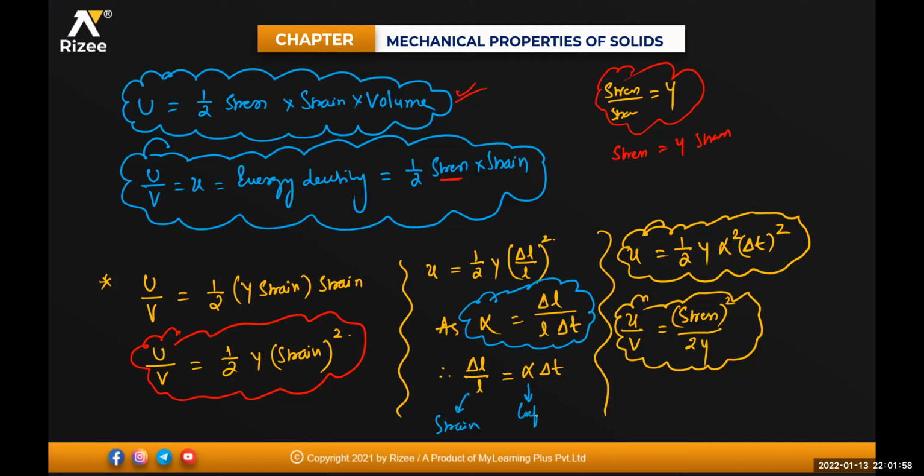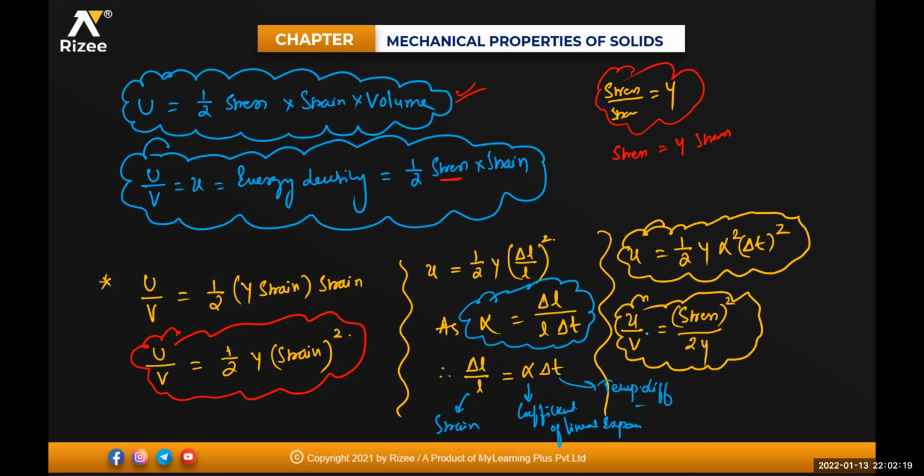Alpha is known as what? Coefficient of linear expansion, and delta T is your temperature difference. So if I am writing that one, you are getting U is equal to half into Y into stress alpha square into delta T whole square.